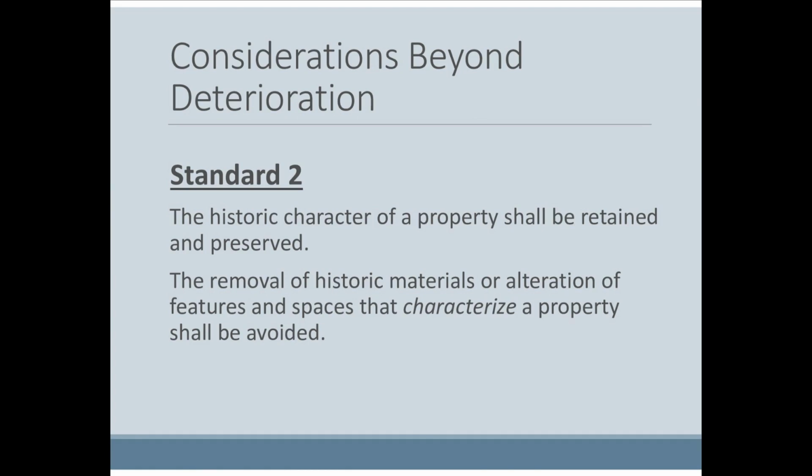For considerations beyond deterioration, while Standard 6 does not specify what elements of a building should be repaired rather than replaced, Standard 2 acknowledges that all parts of a building are not equally critical to preserve. Standard 2 states that character defining materials and features should not be removed or altered.